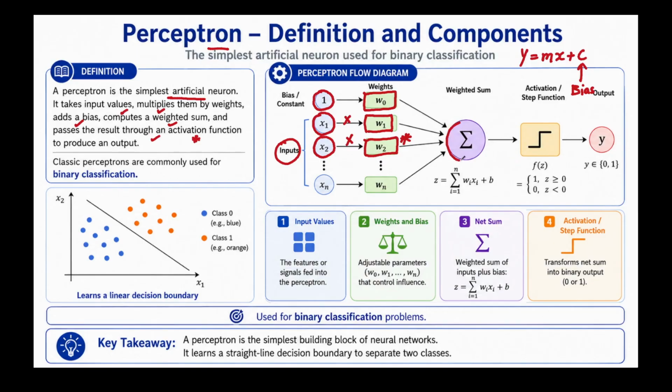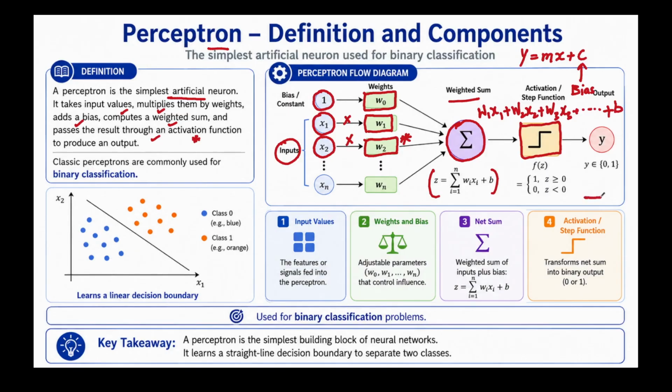After that, the perceptron calculates the weighted sum. The formula is z equals w1 multiplied by x1 plus w2 multiplied by x2 plus w3 multiplied by x3 and so on. Finally, plus bias. In compact form, we can say z equals summation of wi xi plus b. This value z is called the net input or weighted sum. Then the activation function decides the final output.